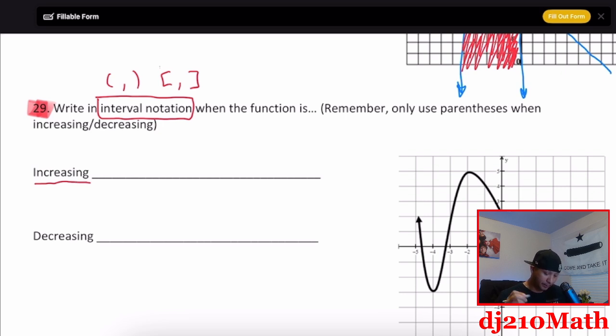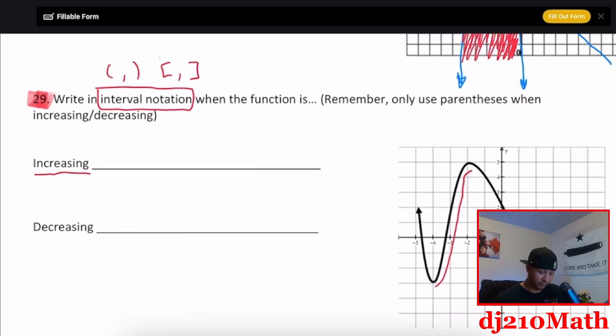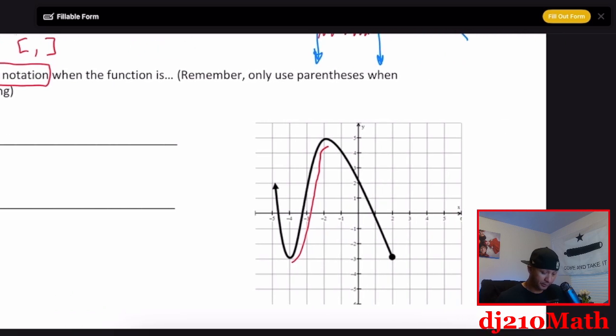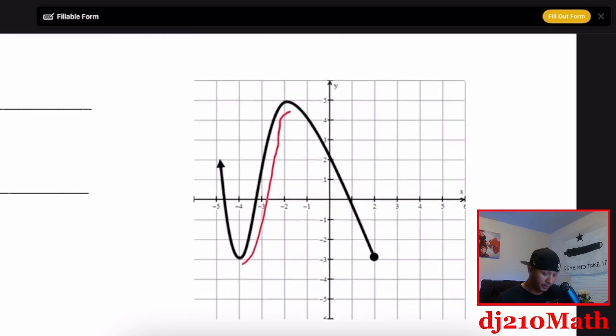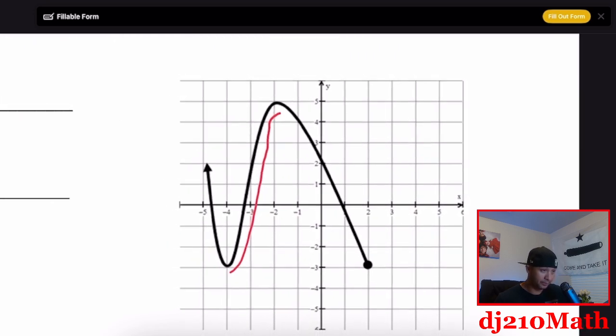Okay, we want to know when is it increasing. So increasing is uphill. Increasing is going up like this, moving from left to right. There's only one uphill, and it's right here in the red.